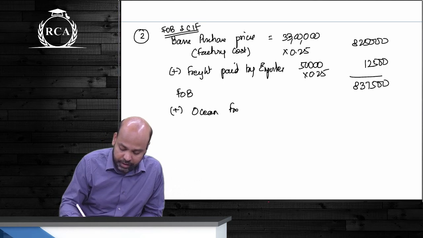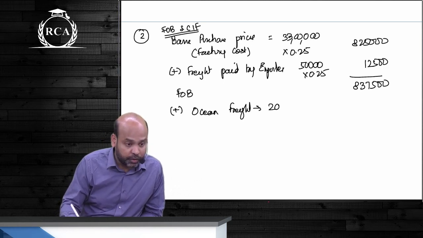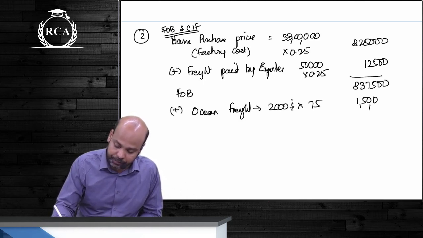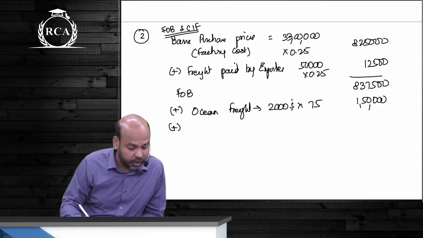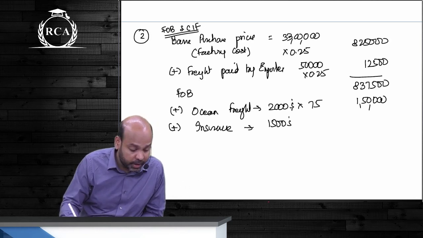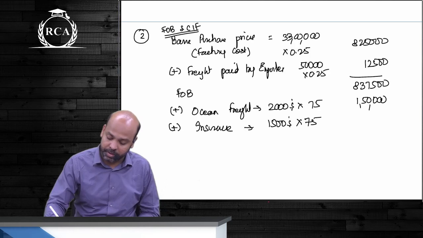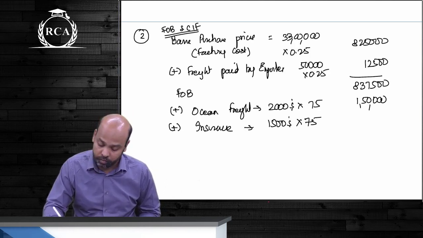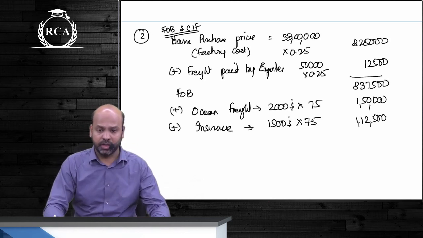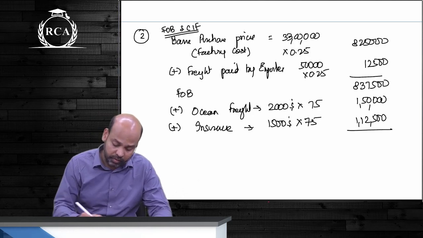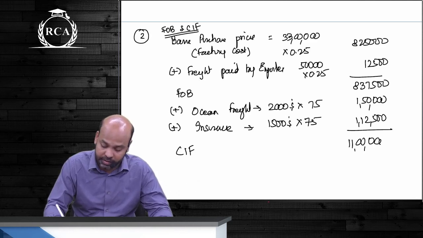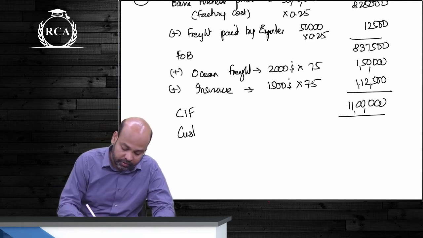After that is ocean freight. How much is the ocean freight? What is the rate of the dollars? $2,000 into 75, this will become 1 lakh. After that, what is the insurance amount? $1,500 multiplied by 75. How much will that become? 1,12,000. This is our insurance. Are we clear? What will be the amount of your CIF? Exactly 11 lakhs.